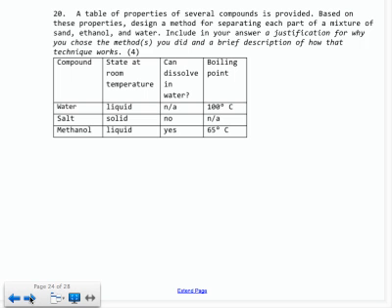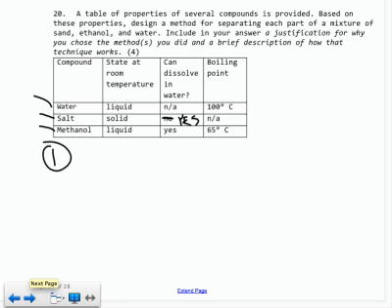Using the physical properties and chemical properties of different substances, you're asked to devise a way to separate them. Okay, so the first thing you want to take a look at is what are the differences in the properties and how can we take advantage of those to separate them. You have salt, water, and methanol, which is a type of alcohol mixed together. The salt is going to be dissolved in the liquids, and the two liquids are going to be dissolved together. So we have to separate them.